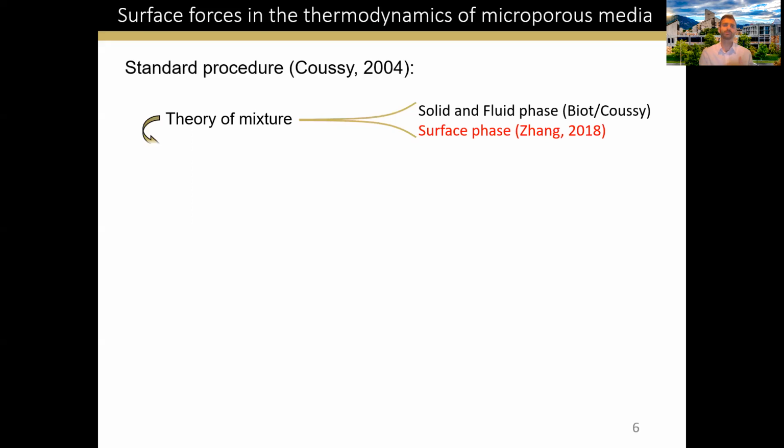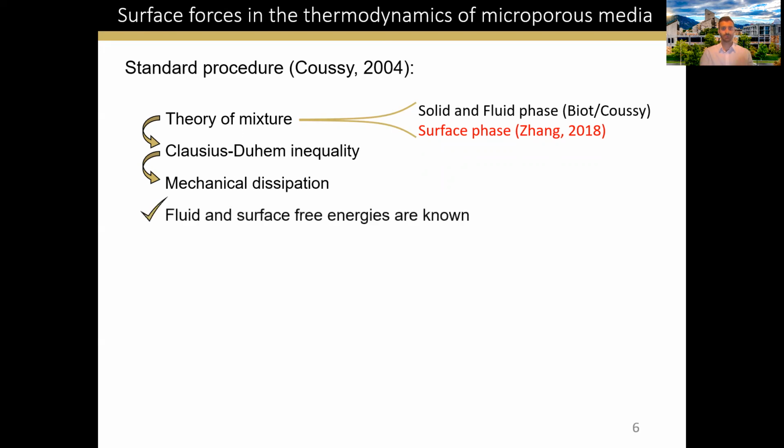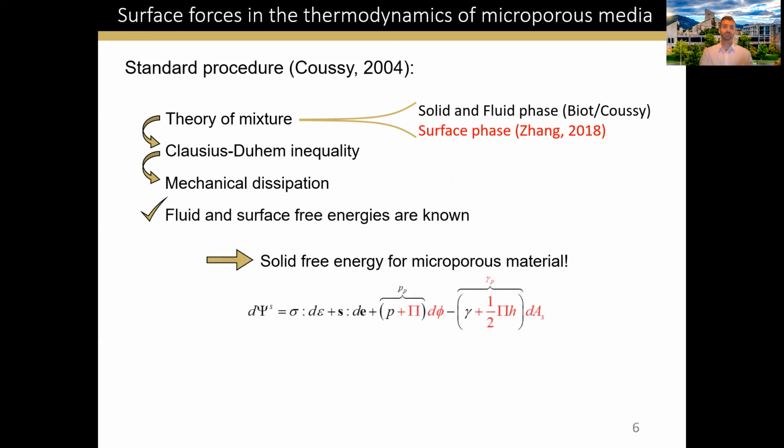From that point forward, we can get the Clausius-Duhem inequality, which can be decomposed to give us the mechanical dissipation. With the fluid and surface free energies known, we can derive the solid free energy of the microporous material. It's the consideration of the surface phase as an independent phase in the fundamental theory of mixture that allows us to naturally recover these terms in the solid free energy. The solid free energy can be visualized as such.